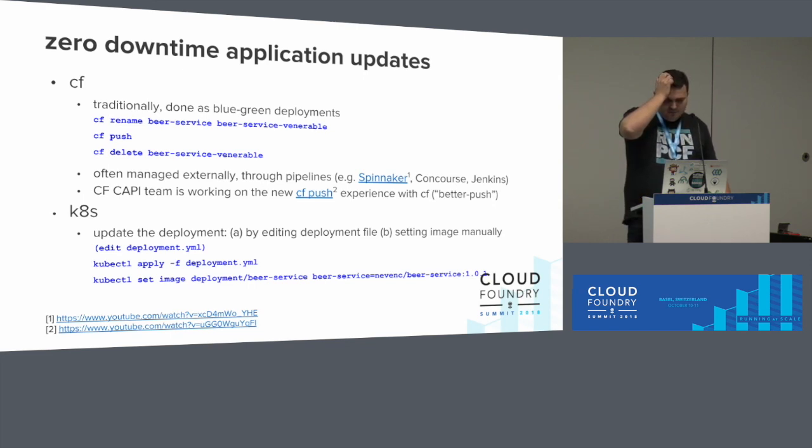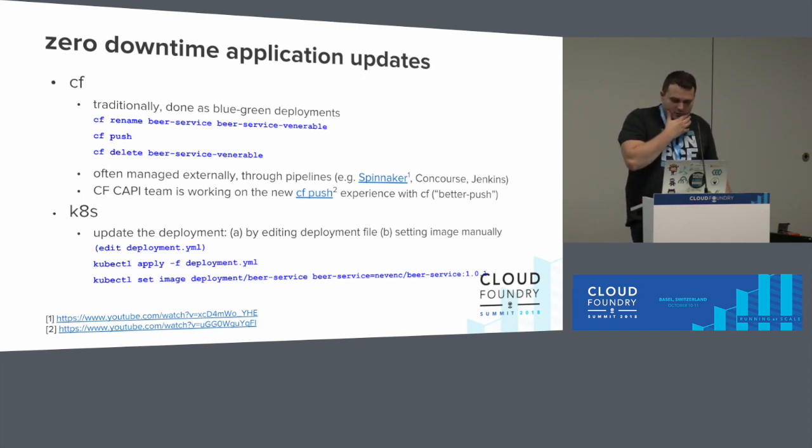How do I update my application, right? Typically, both platforms do provide zero downtime application updates. Cloud Foundry traditionally provides that through the use of blue-green deployments and through the mapping alteration. But that's often managed externally, right? So I would have Concourse or Jenkins driving my pipelines and implementing that blue-green deployment. And we have a new tool coming up, Spinnaker, that's going to orchestrate stateful deployments, continuous deployments.